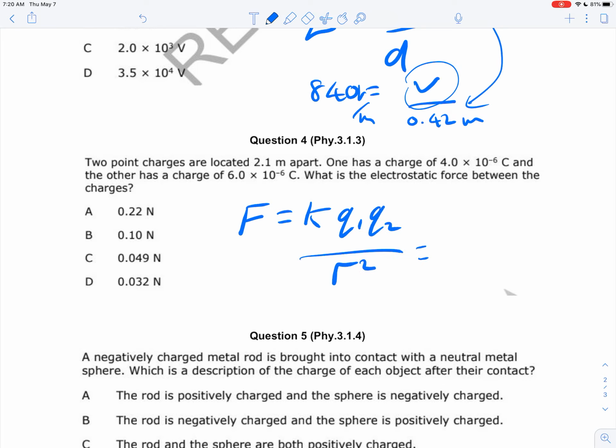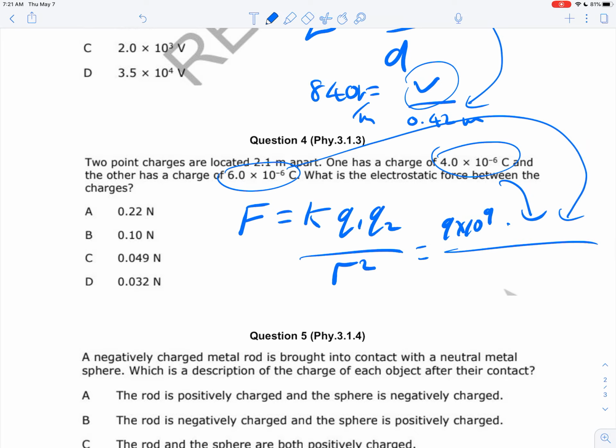And now we're just going to substitute. K is 9 times 10 to the 9. I just showed you that on the reference table. Then you're going to take these 2 charges and you're going to put them here for Q1 and Q2. It doesn't matter which is which. You're going to multiply those together, and then they are 2.1 meters apart. So you're going to do 2.1 and you're going to make sure you square it. So do the math and you should be able to come up with the answer.